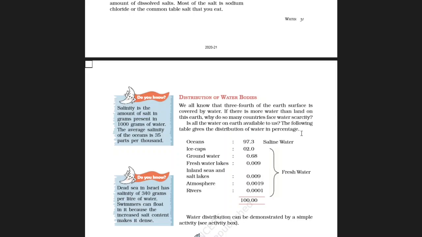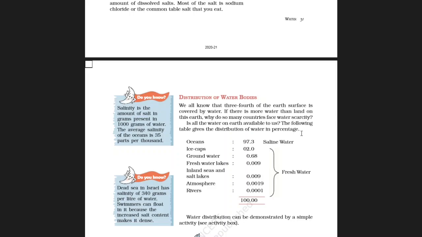Ocean, 97.3, that is saline water. Ice caps, then groundwater, freshwater lakes, then inland seas and salt lakes, then atmosphere, rivers. Among these, ocean water is 97.3%, and the remaining others are only very small quantities of water which is fresh.